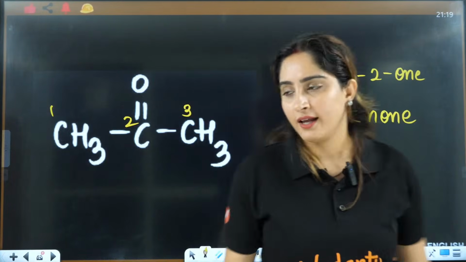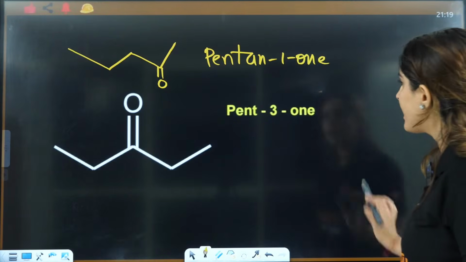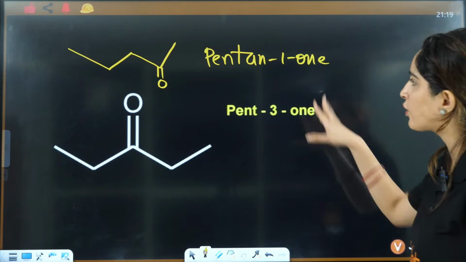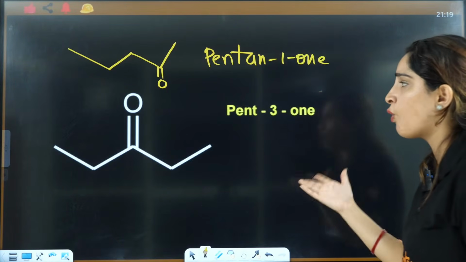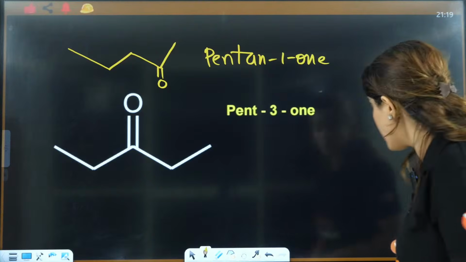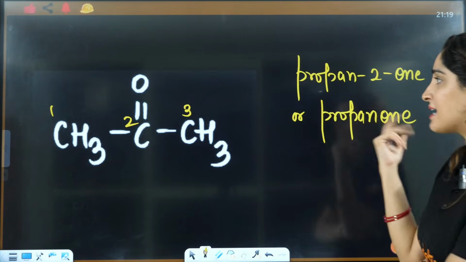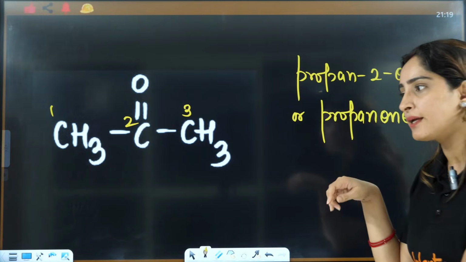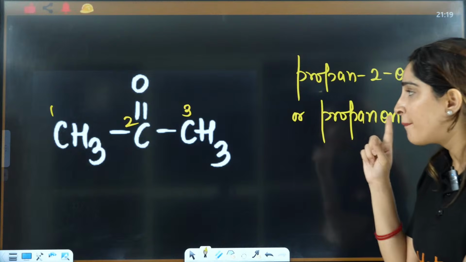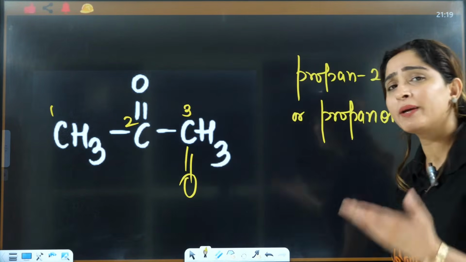Now, wait a minute. Here I am saying that you need to write it according to whether it's pentane 1-one or pentane 2-one or pentane 3-one, whatsoever. But here I am saying write it just the same. Write it as it is. Write propane 2-one or propane 1-one, it is the same thing. Why? Because if I put it on this position, it will become aldehyde.